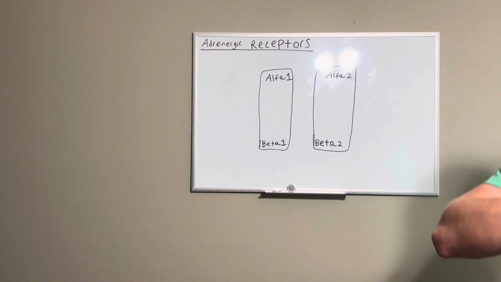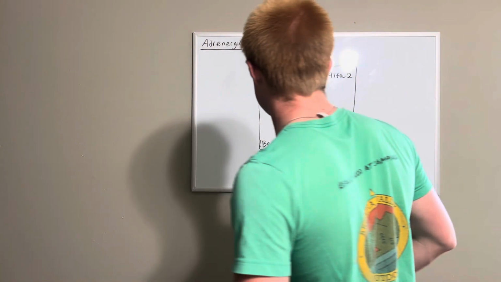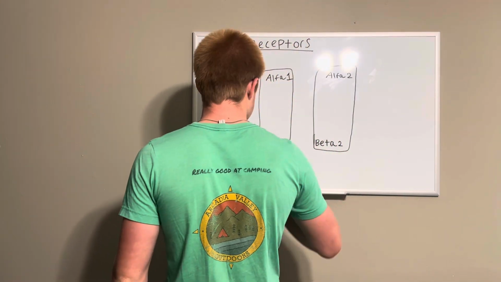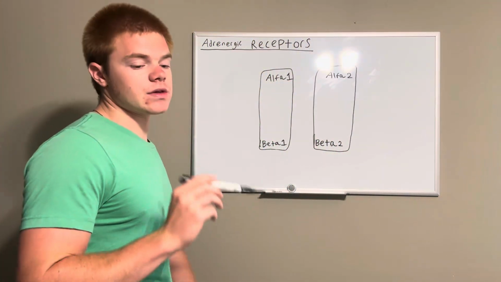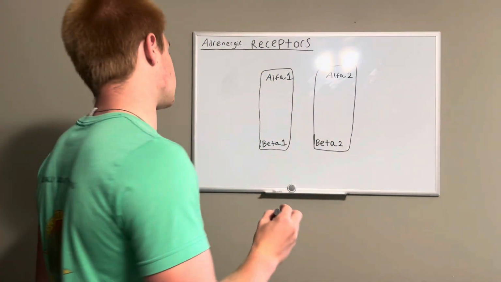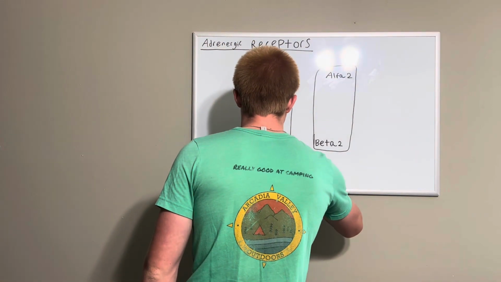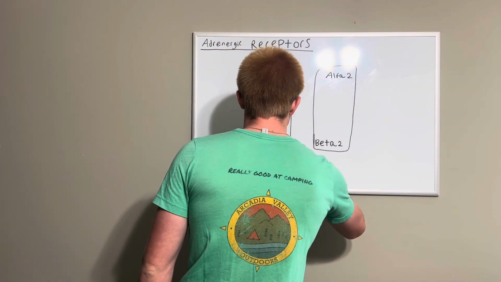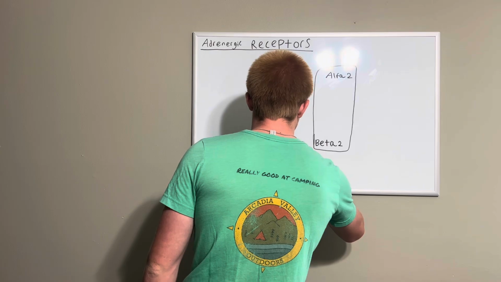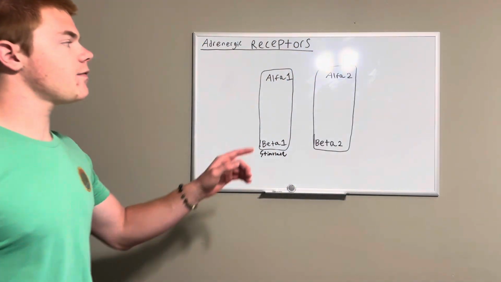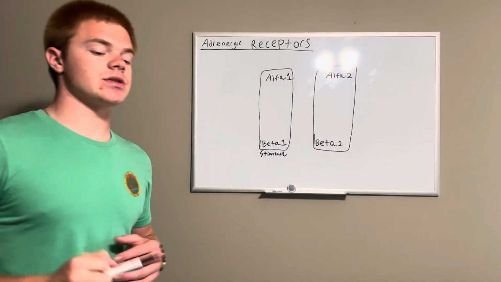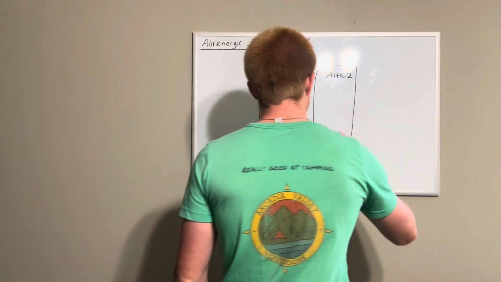So let's break these down into categories. Alpha 1 and beta 1, these are going to be our stimulants. They stimulate a response. And beta 2 and alpha 2, these are going to be our inhibitors. They're in the inhibitor category.